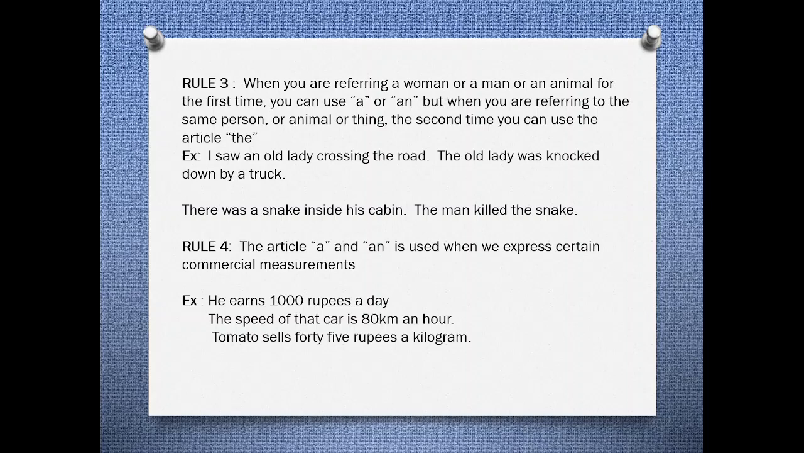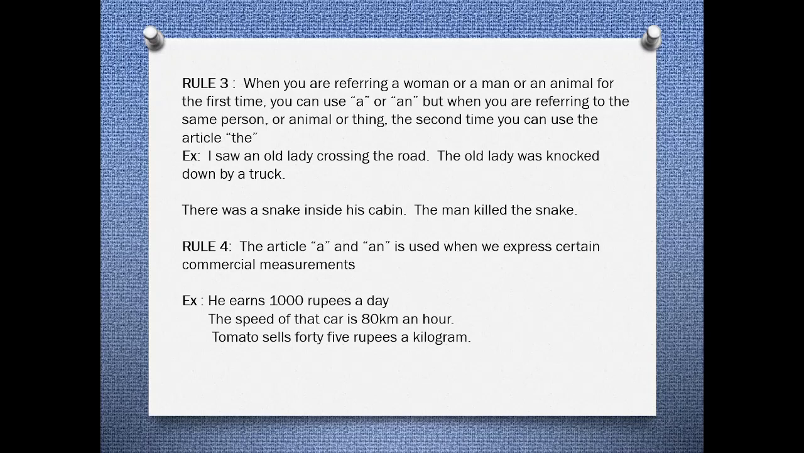Rule 3 is what? When you are referring to a woman or a man or an animal for the first time, you can use a or an. But when you are referring to the same person or the same animal or thing the second time, you can use the article the. You are writing 2 sentences. So first sentence, you have to make use of a or an. But when you are going to continue with another sentence, when you are referring to that same noun, in the second sentence you will be able to use the article the instead of a or an.